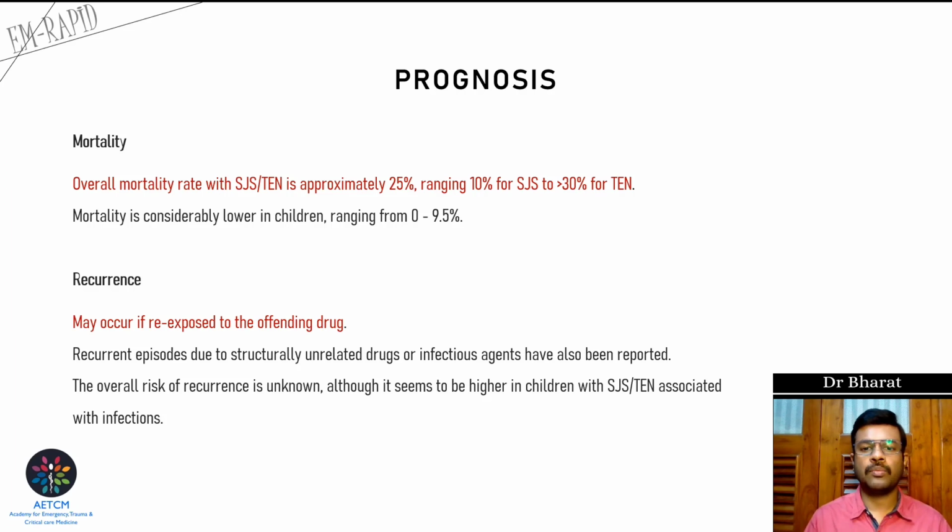Coming to prognosis, the overall mortality rate with SJS/TEN is approximately 25%, ranging from 10% for SJS to more than 30% for TEN, and reaching as high as 50% for TEN. Mortality is considerably lower in children, ranging from 0 to 9.5% only. Recurrence can occur if re-exposed to the offending drug. Recurrent episodes due to structurally unrelated drugs or infectious agents have also been reported.